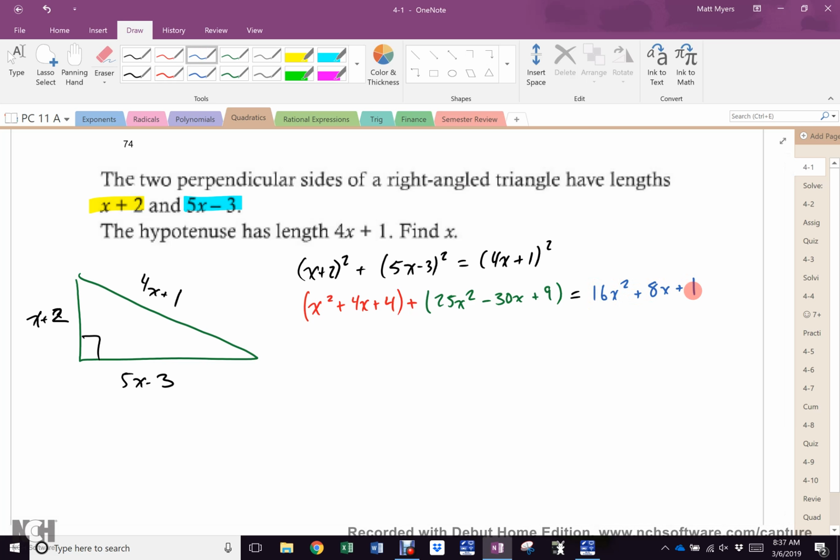Now, I know a great many of you are copying this down. That's fine, but you all know how to do it, right? What would be my next move? Get everything on one side, because I can see, even if I don't know anything about quadratics, I have like terms. No, because it would be 4x plus 4x. Well, because it's 4x plus 1 times 4x plus 1. It's going to be 16x squared. 4x plus 4x is 8x. And 1 plus 1 is 2.